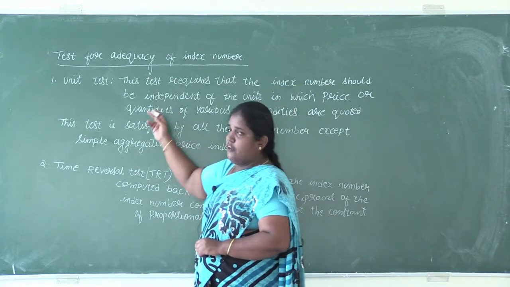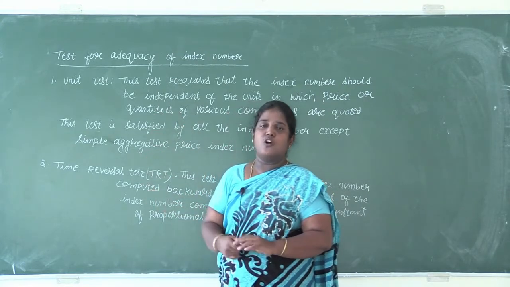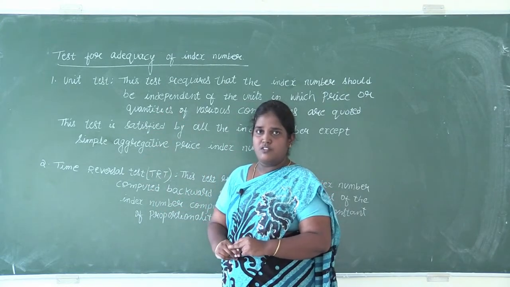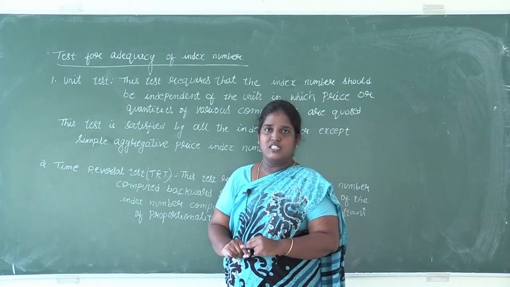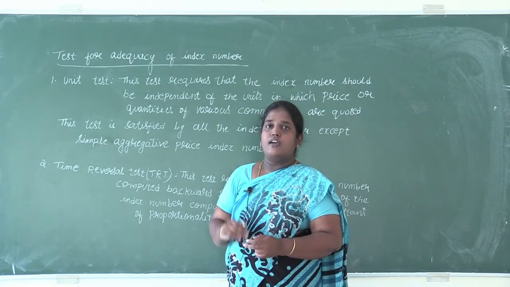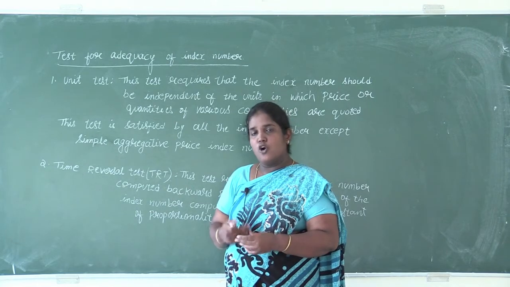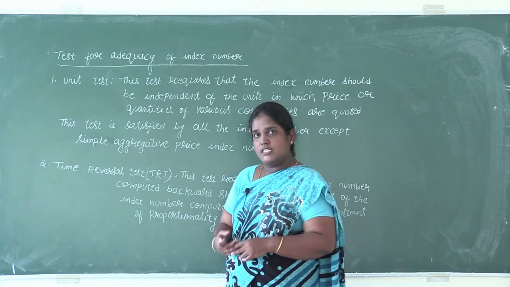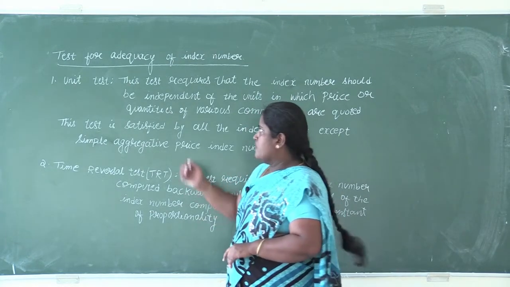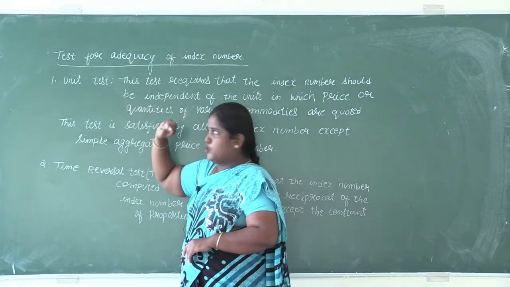So in that we have many methods. We have 4 methods called unit test, time reversal test, factor reversal test and circular test. The index number which satisfies all these tests will be called a consistent index number. So first we'll be studying the unit test.